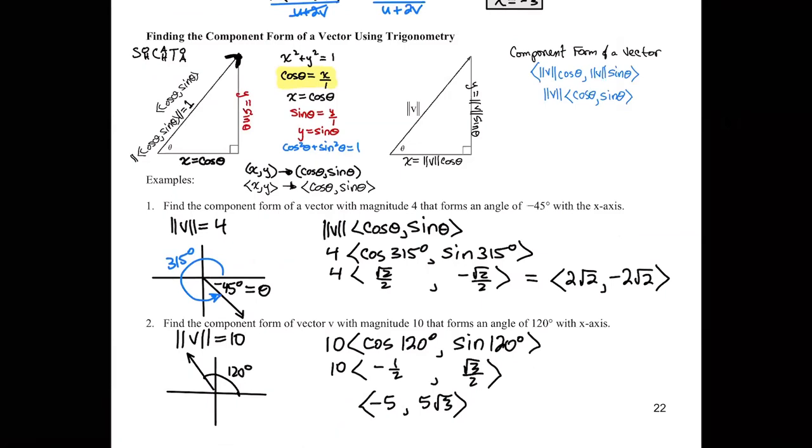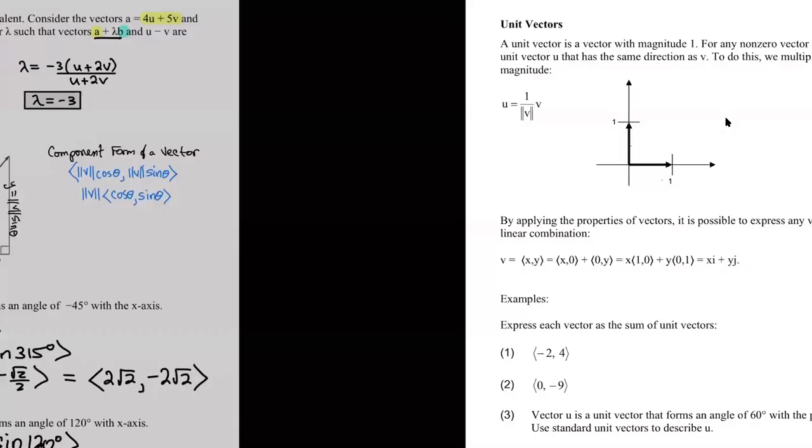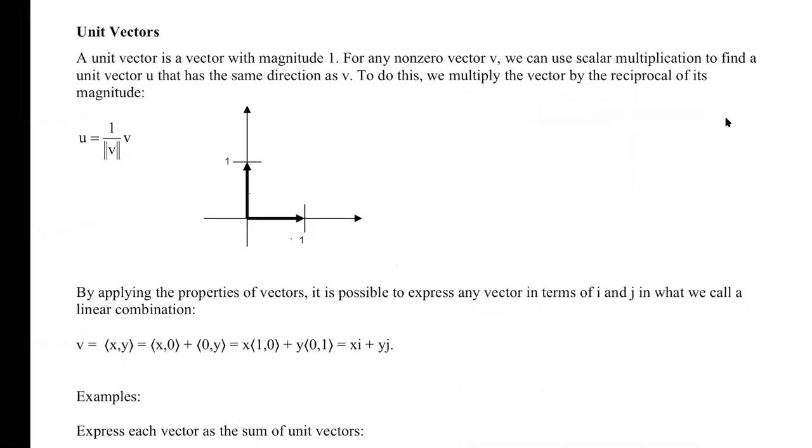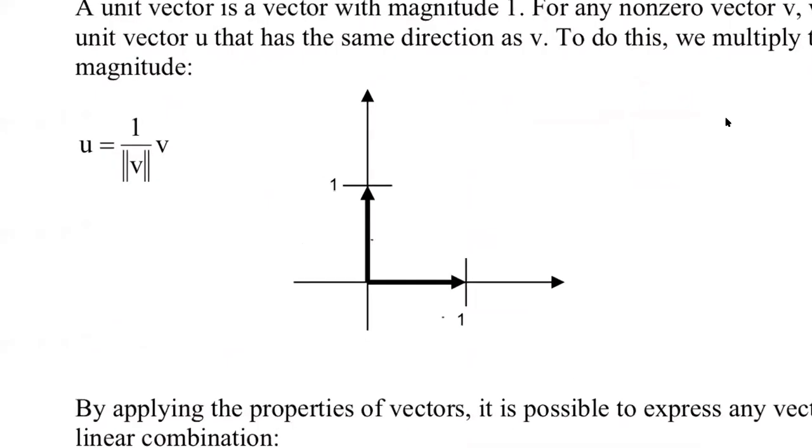All right. So in numbers 1 and 2 here, we had magnitudes of 4 and 10 respectively. No problem. What I want to do here is take a given vector and write it in such a way that we're basically simplifying it so that it has a magnitude of 1. So the formula is u equals 1 over the magnitude of v times v itself. Or really, we could even say v divided by the magnitude of v.